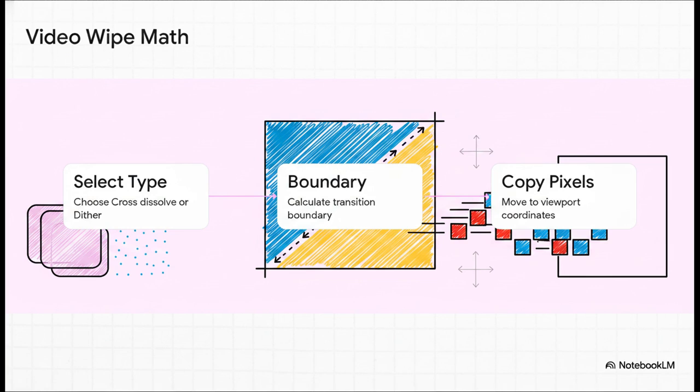Even video transitions are pure math. Think about a simple video wipe. It's not movie magic, it's linear algebra. First, you select your transition type, like a cross dissolve or a dither. Then, you calculate exactly where the transition boundary is at any given fraction of a second. Finally, you literally just have one set of pixels overwrite the other, copying them to new viewport coordinates. It's this incredibly energetic story of pixels just pushing other pixels out of the way, frame by frame, coordinate by coordinate.